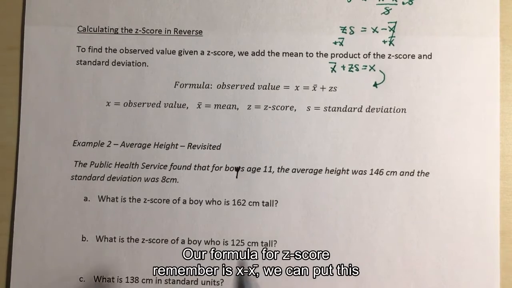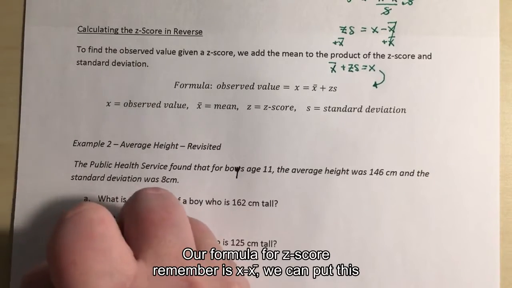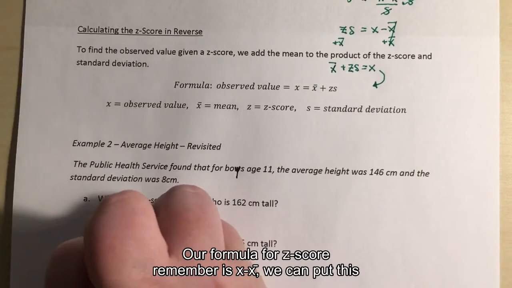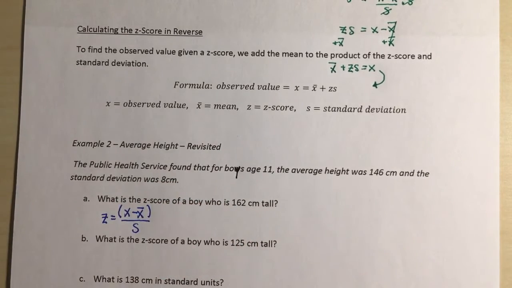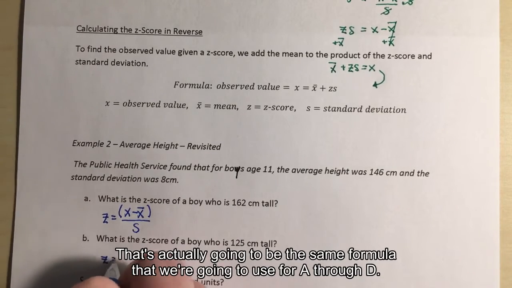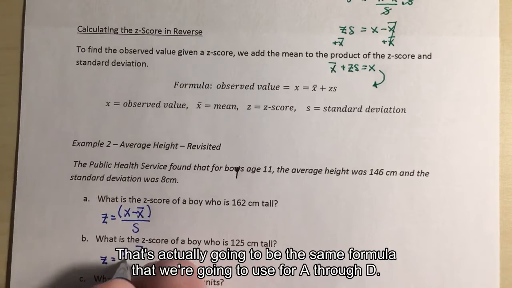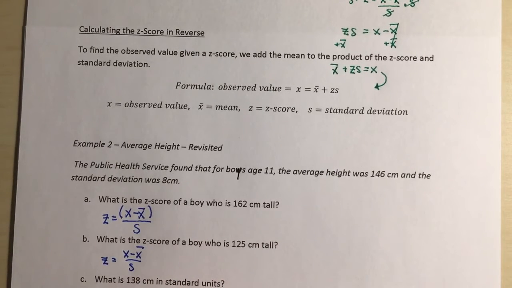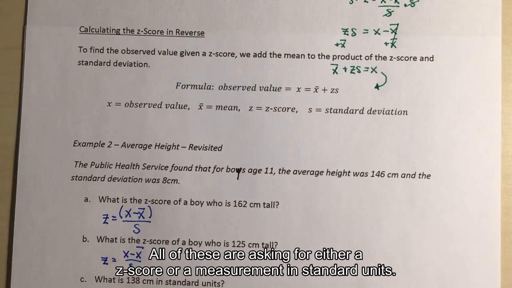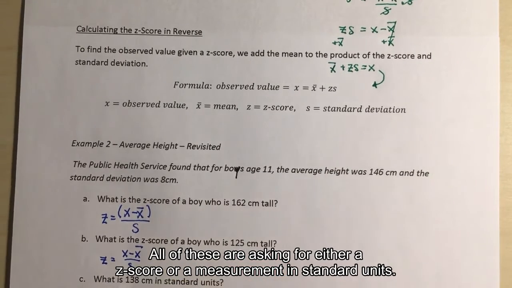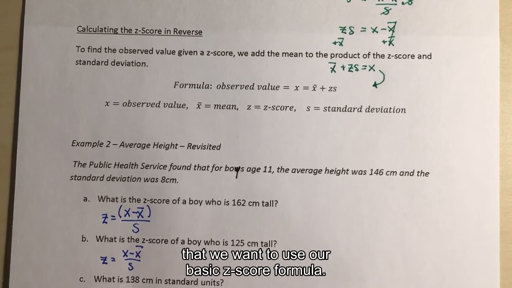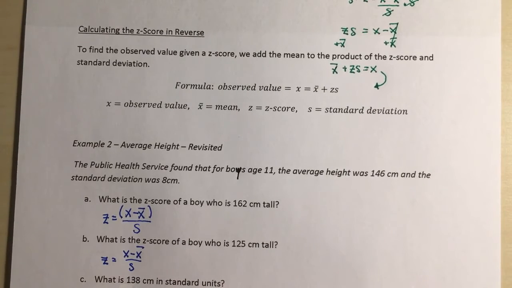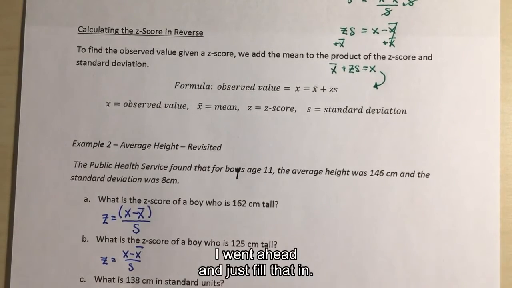All right, so our formula for z-score, remember, is x minus x bar. We can put this in parentheses if we want to, as we're putting it into our calculator, divided by s. And that's actually going to be the same formula that we're going to use for A through D. So all of these are asking for either a z-score or a measurement in standard units. So if we see either of these, that should tell us automatically that we want to use our basic z-score formula.